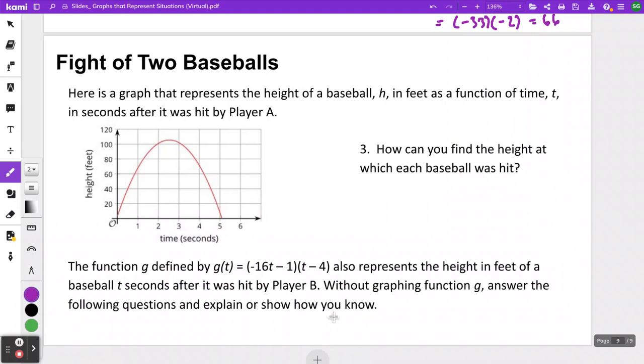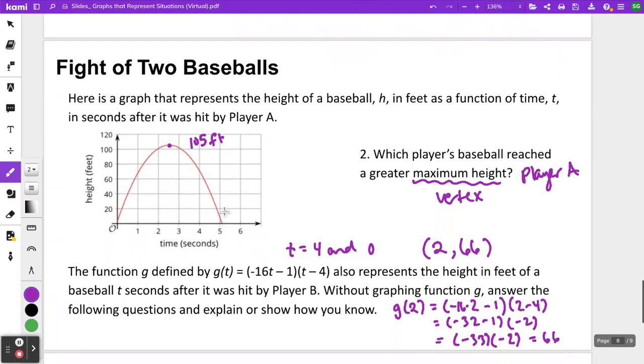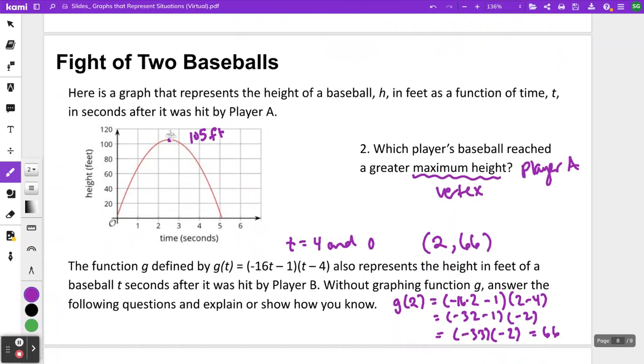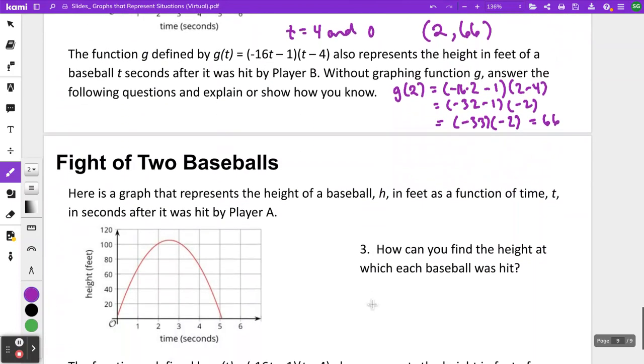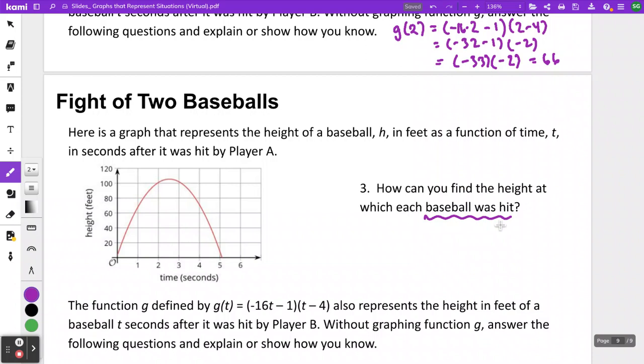We've said the key for each of these problems is to identify what feature we are going to use to help us answer this question. The first problem, when I was asking you which one stayed in the air longer, we were looking at the x-intercepts. Here, when I was asking about maximum height, we were using the vertex. And here, if I'm asking about where the baseball was hit, that's asking about where the baseball is starting at what heights, and that is all about your y-intercepts.